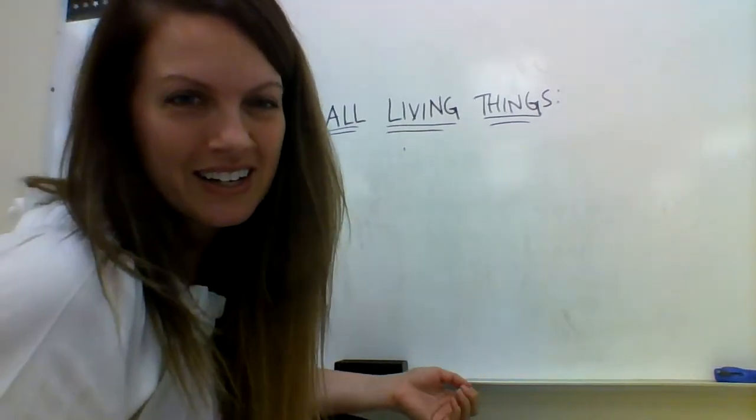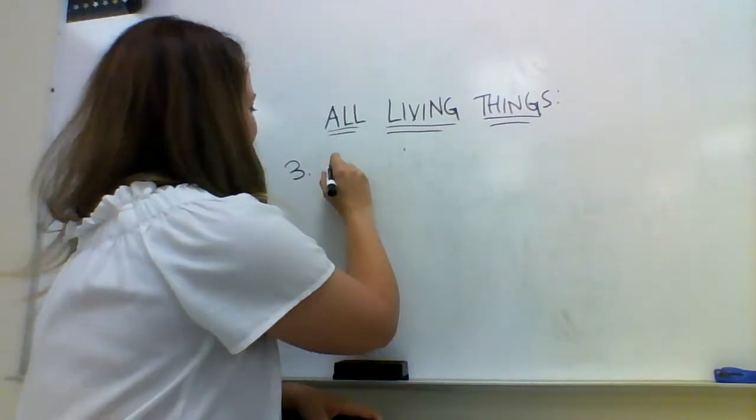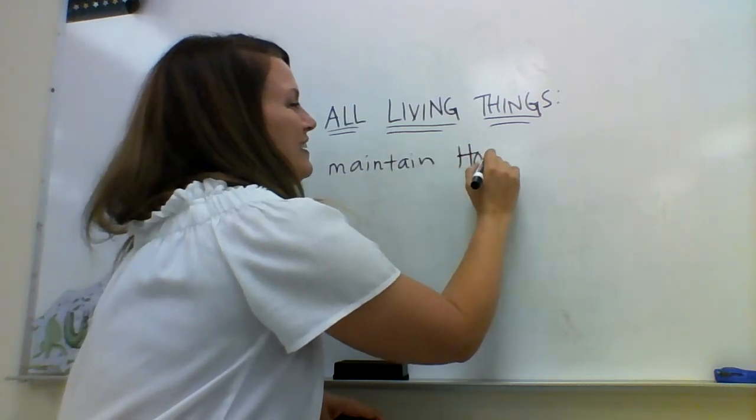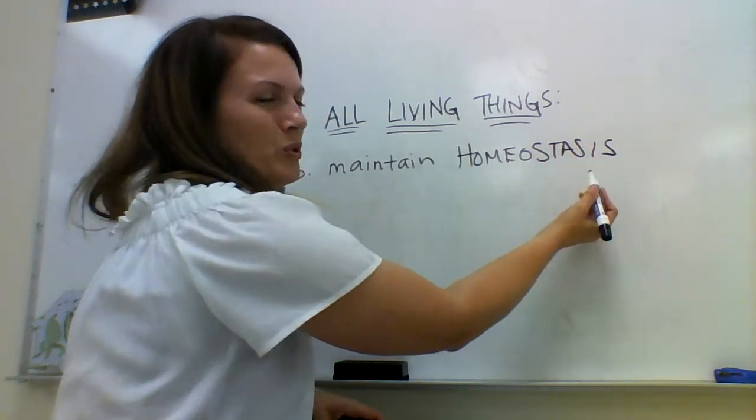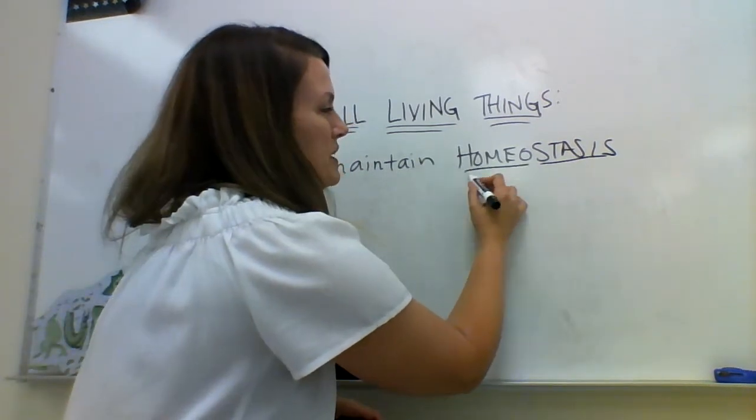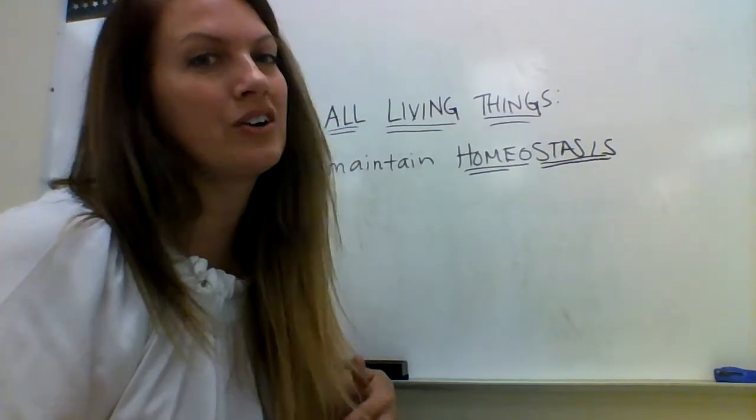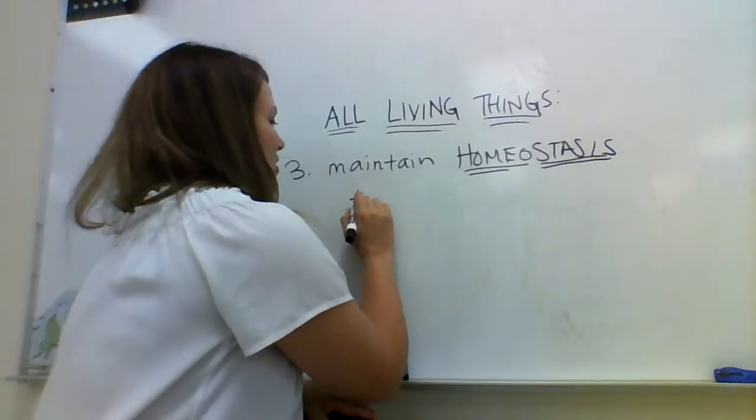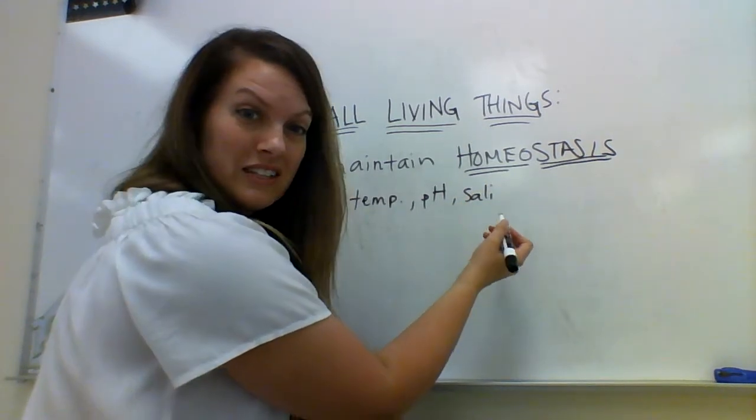All living things maintain a constant internal environment. That is called homeostasis. We'll hear this word a lot this year. Stasis means the state of. Homeo means the same. Organisms like to keep their internal environment constant, and that's going to include temperature, pH, salinity, all of those things, and many more. Salinity is saltiness, by the way.